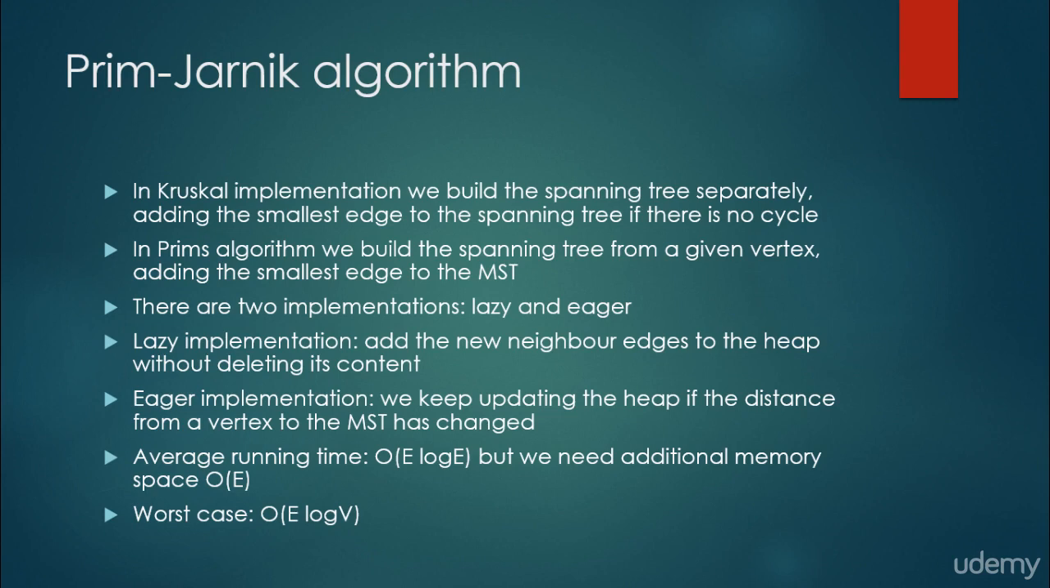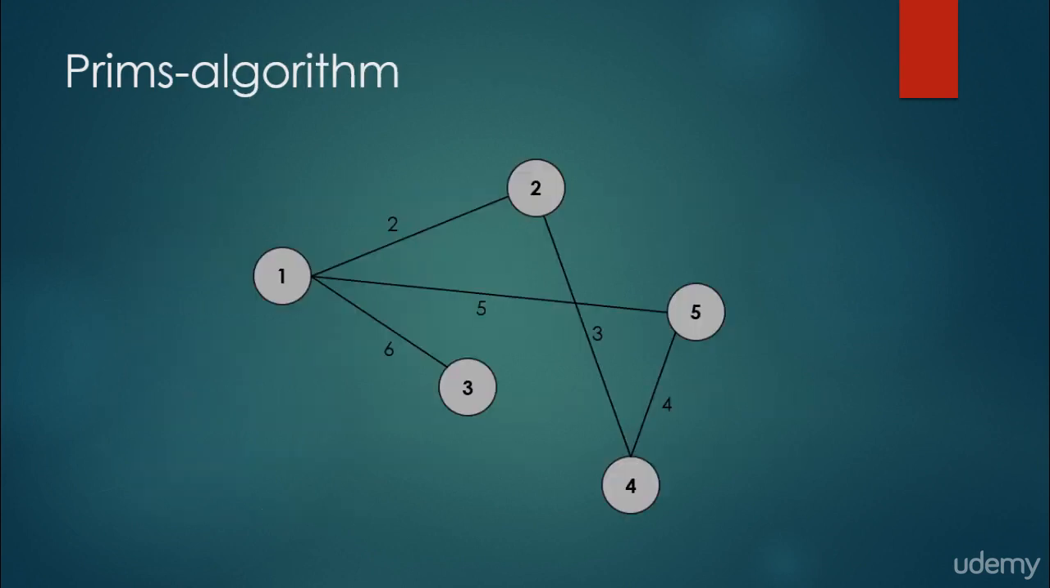The average running time is O(E log E), but we need additional memory space because of the merge sort, with O(E). The worst case, of course, is O(E log V), where V denotes the number of vertices.